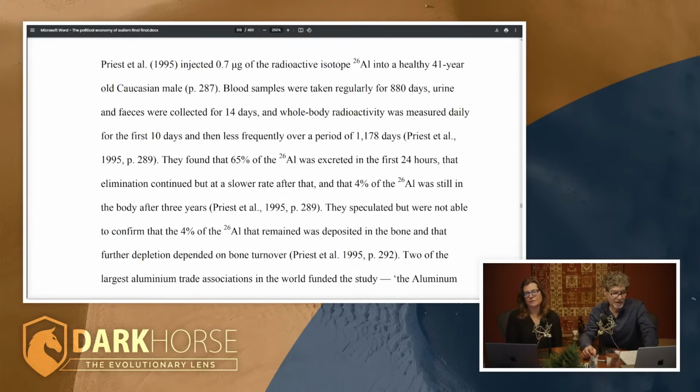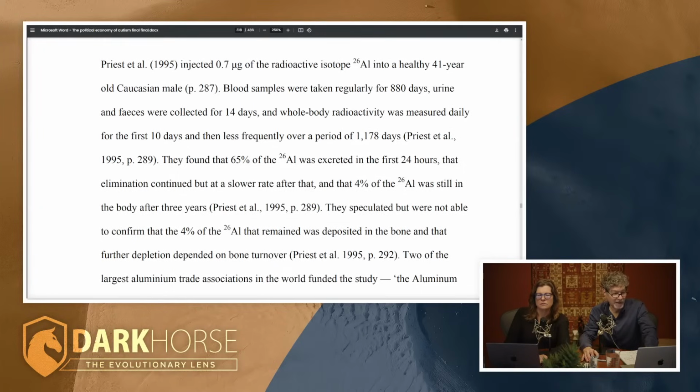So I'm wondering, that 26, is that an isotope marker for aluminum? They found 65% of the aluminum-26, or however you properly say that isotope, was excreted in the first 24 hours, that the elimination continued, but at a lower rate than that, and that 4% of the aluminum-26 was still in the body after 3 years. Priest et al. 1995, page 289. They speculated but were not able to confirm that the 4% of the aluminum-26 that remained was deposited in the bone and that further depletion depended on bone turnover.